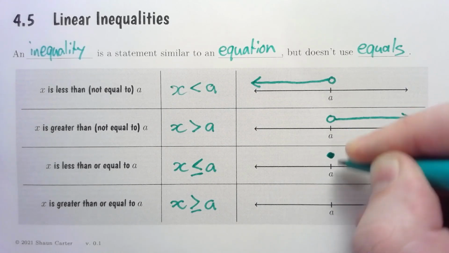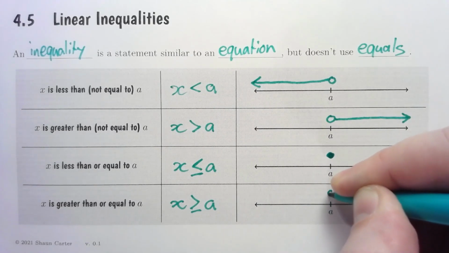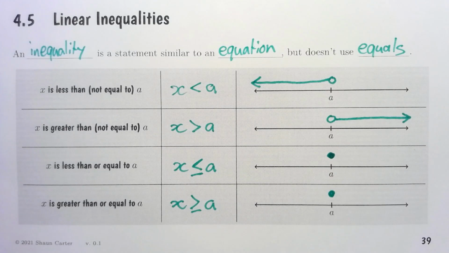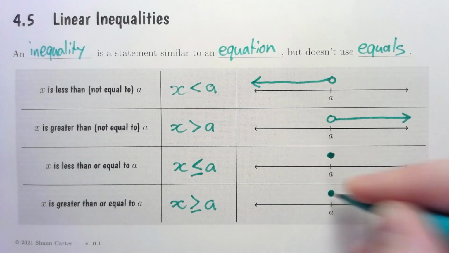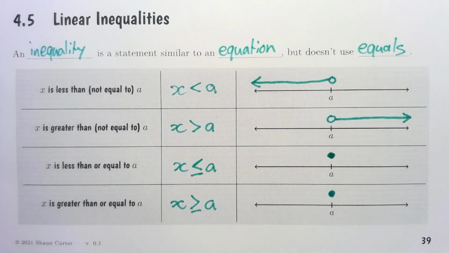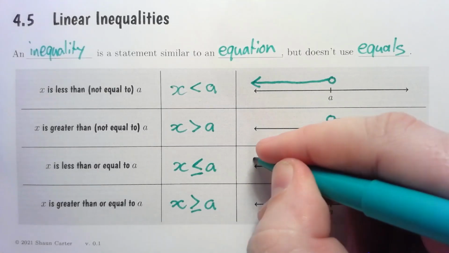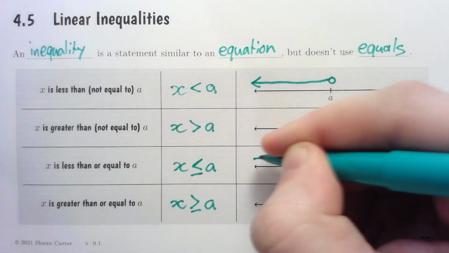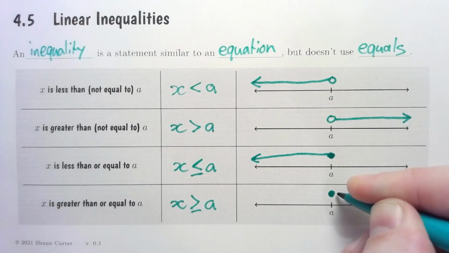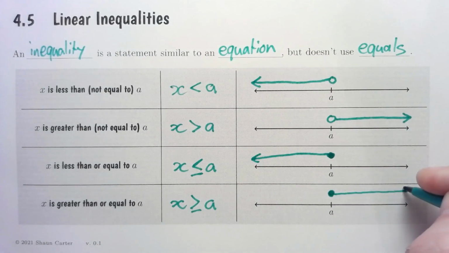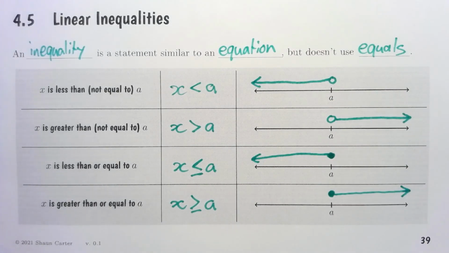Now for less than or equal to and greater than or equal to, we're going to draw them the same way, but use what we call a closed point. This is to show that x can be the value a. So a is included as part of the solution set that we're describing.